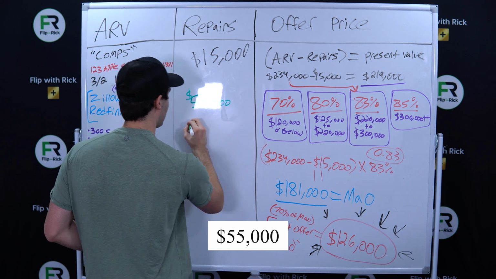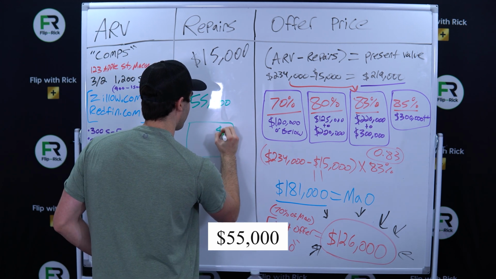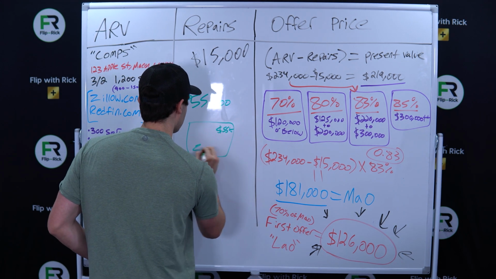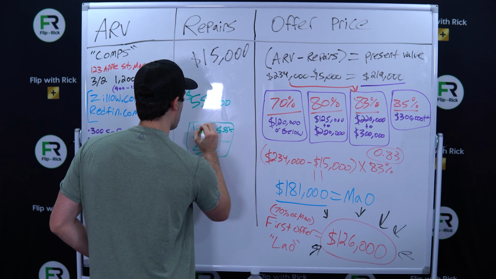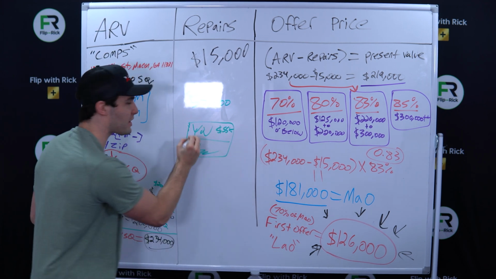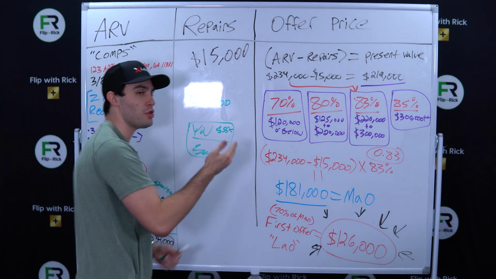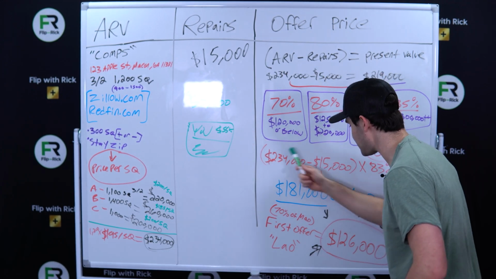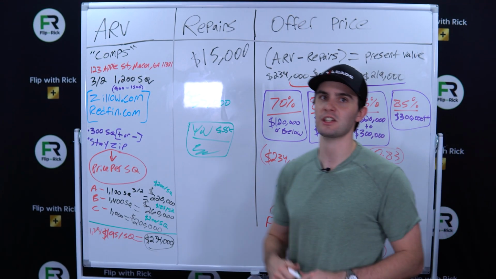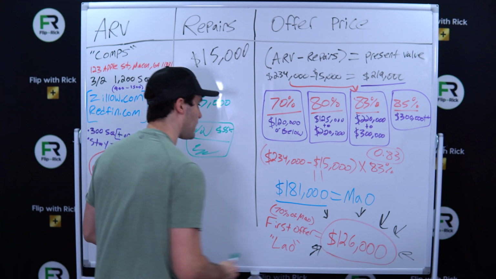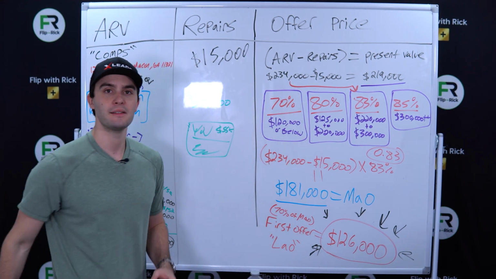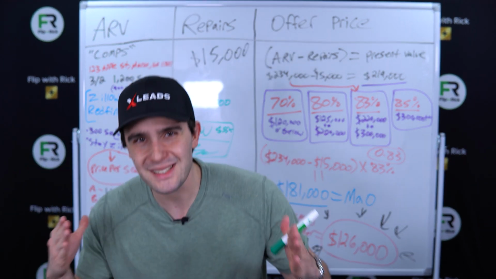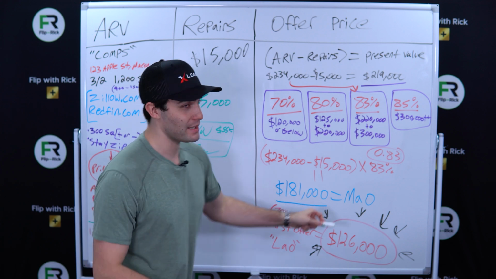$55,000. That is right. A check for 55 grand signed by a lawyer to you. Like a literal check signed to you by a lawyer at a title company for 55 grand because you decided to offer $126,000 on a deal where a buyer can buy it for 181. Now, the point of this is most likely the seller's going to say no, but not every time.